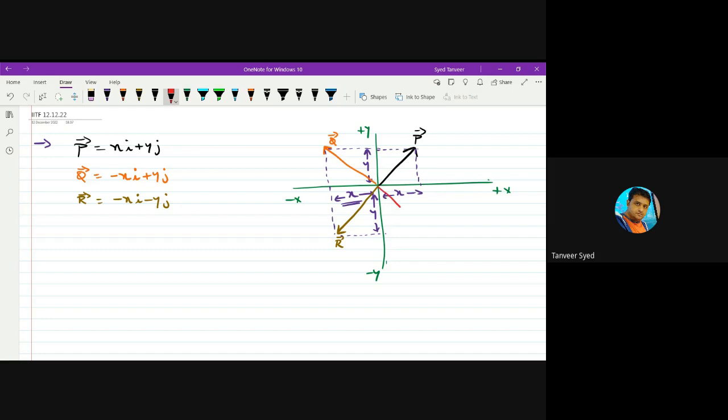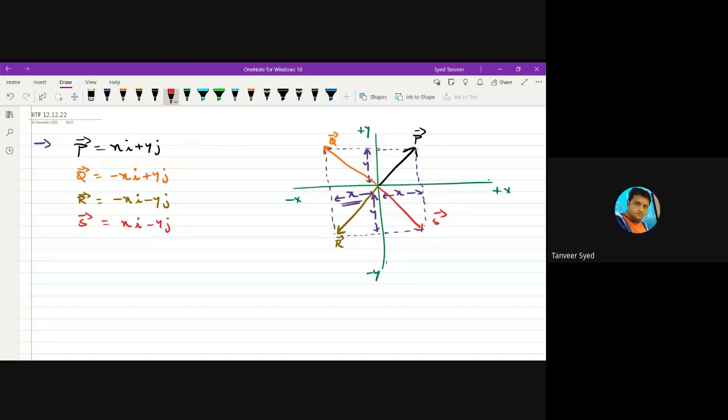Next, another vector s. This is vector s, and its value along x direction is this much, and its value along y direction is this much. So I can write vector s as x is positive, y is negative: xi minus yj.